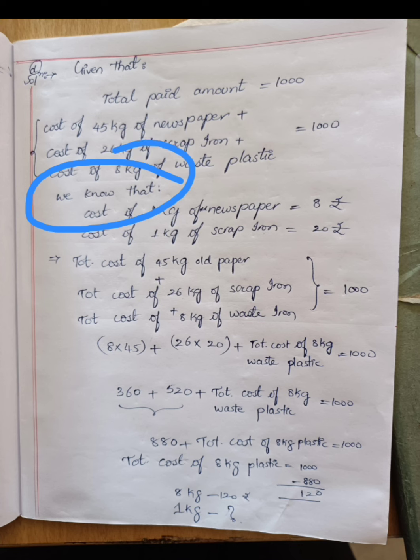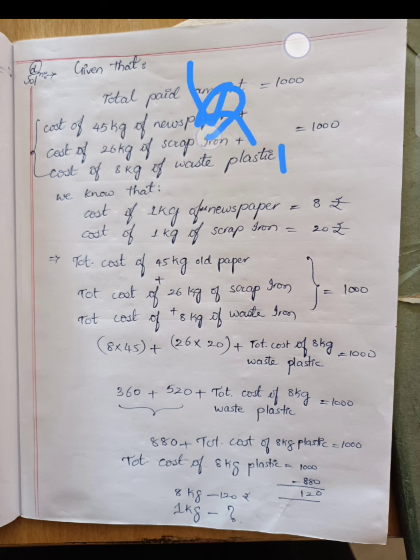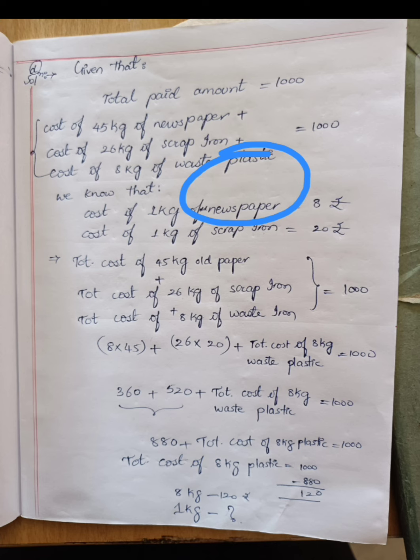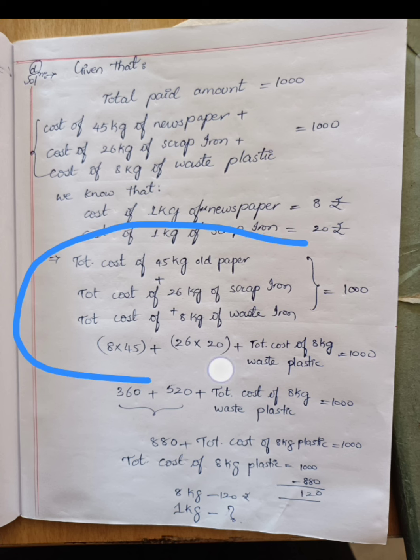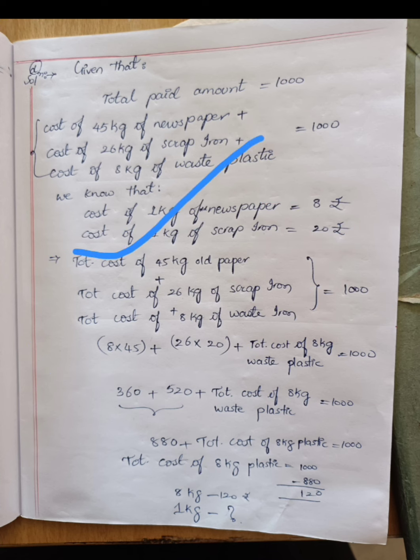So we got to know by solving the B and C bits of the same question that the cost of 1 kg of old newspaper is 8 rupees, and scrap iron 1 kg he has purchased in 20 rupees. Okay, and what he has given, the total cost is equal to 1000. Okay, how do we get the 1000? When we got to know the total cost of 45 kg of old newspaper and the total cost of 26 kgs of scrap iron and total cost of 8 kg of waste plastic.